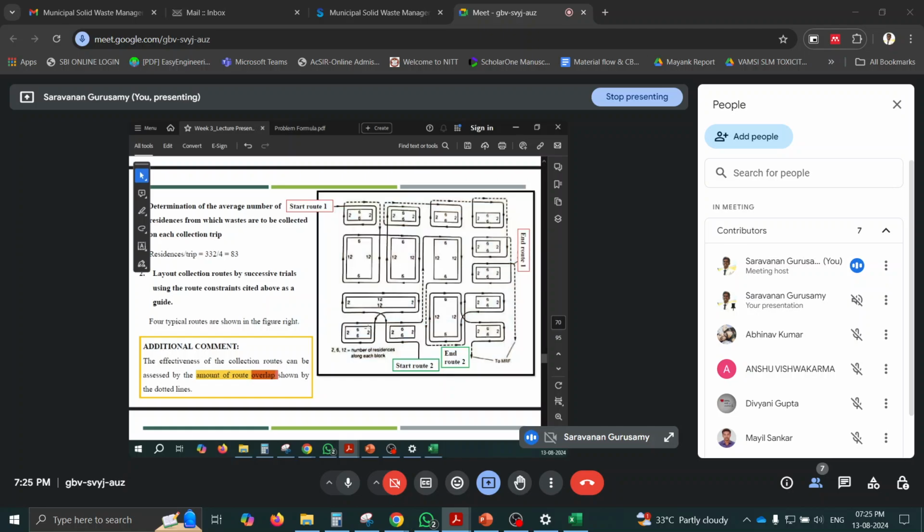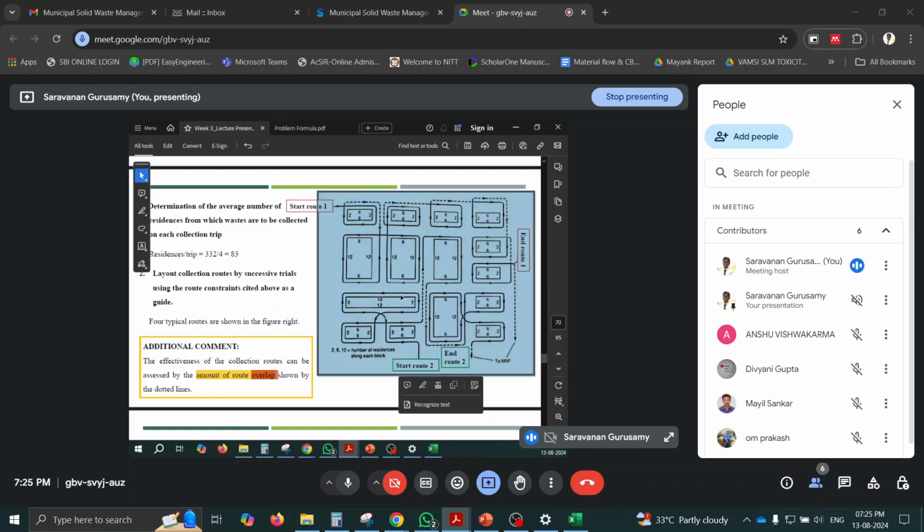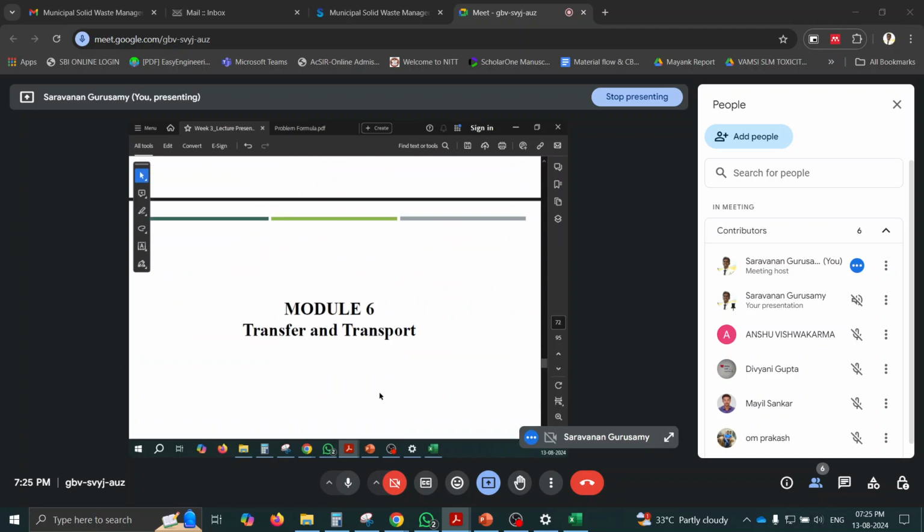So we can do trial and error to connect. Some software is also available to optimize the routes. Some algorithms are there, like ant colony algorithms, and some modern AI techniques are there to optimize this type of municipal solid waste collection routes. So you can go through some of the literature. I will also upload some literature in the problem solving session. You can go through. Yeah.